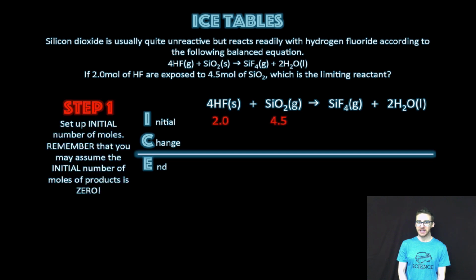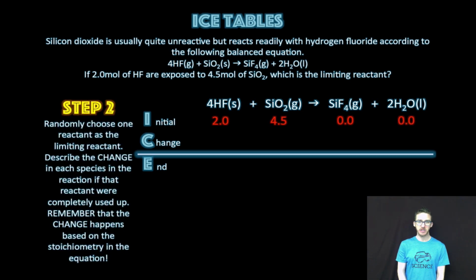So I'm going to write in 2.0 moles for HF, 4.5 moles for SiO2, and 0 moles for each of my products. Step 2. We're going to randomly choose one reactant as the limiting reactant and describe the change in each species in the reaction if that reactant were completely used up. Remember, the change happens based on the stoichiometry. So I'm just going to choose my first reactant in the equation as my limiting reactant.